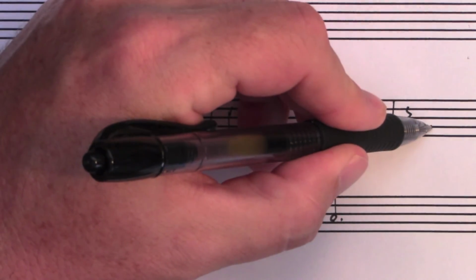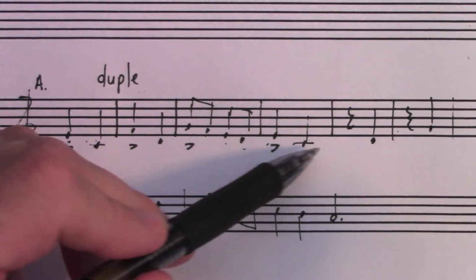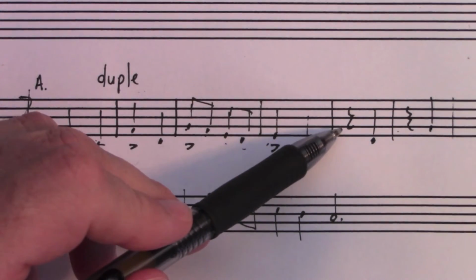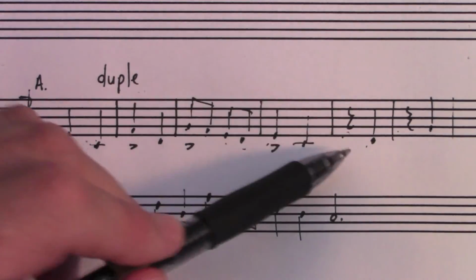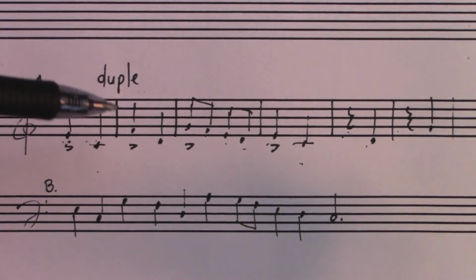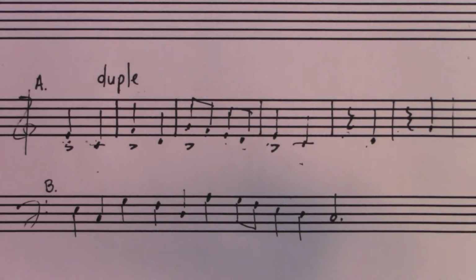So if we continued like this with a quarter rest, quarter note, this is still 2 beats worth, 2 quarter notes worth of stuff. Now, look at example B. It goes like this.